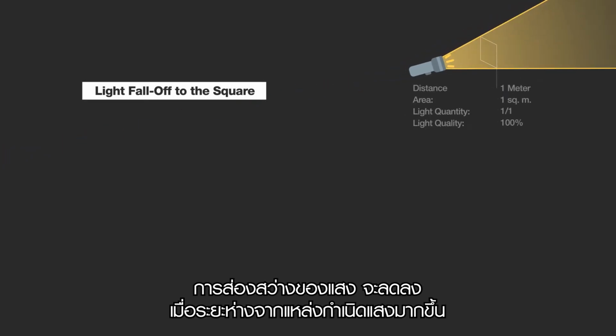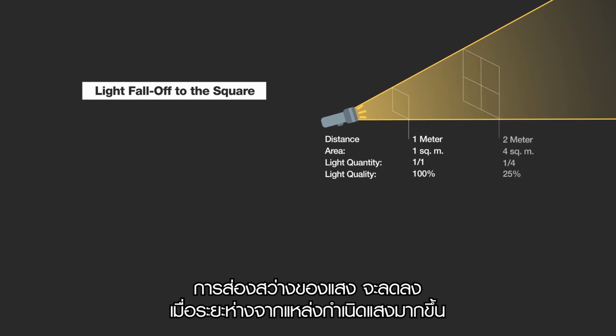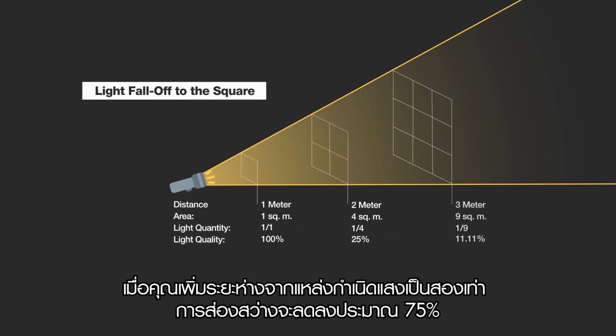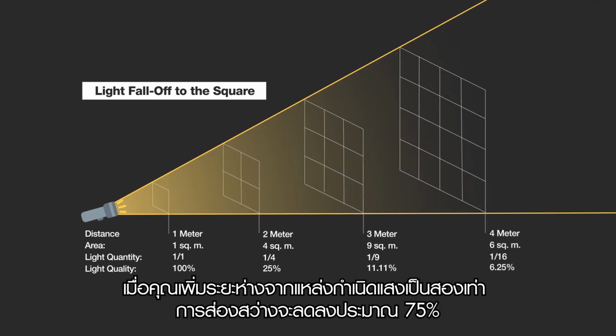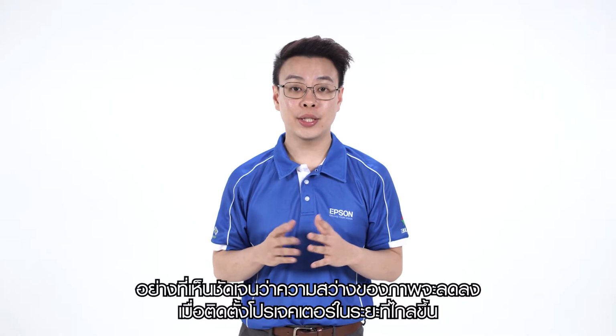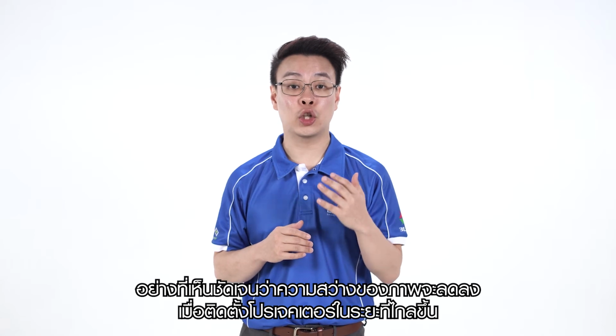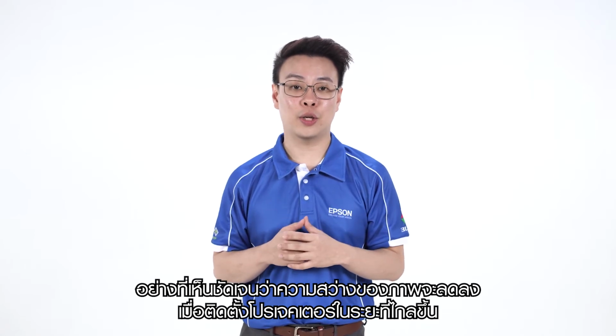Illumination of light decreases when the distance from a light source is increased. When you double the distance of a light source, the perceived illumination decreases by about 75%. This is evident when a projector is installed further away, the brightness will actually be reduced.